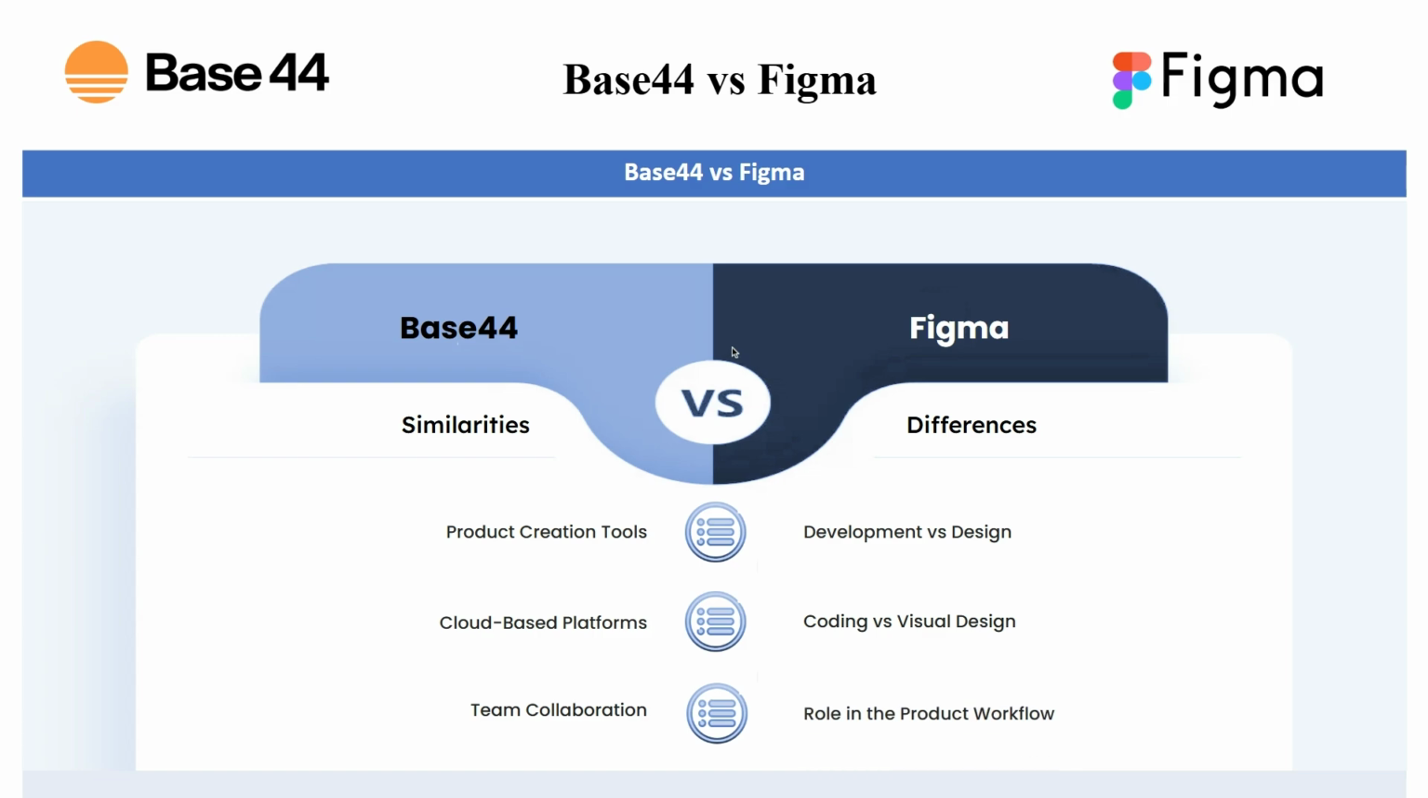Now, the last point we have is role in the product workflow. Base44 typically comes into play when a team is actually building and launching the product. It helps manage application logic, data storage, and backend functionality. Figma is usually used in earlier product stages, where teams are planning the interface, testing design ideas, and creating prototypes. In many companies, designers work in Figma first and then developers later build the product using tools like Base44. So here's the key thing to understand.